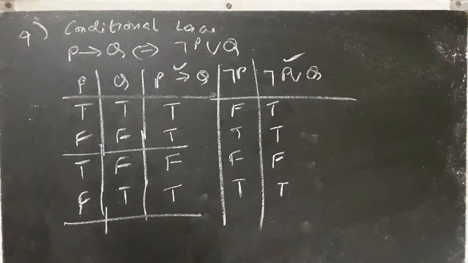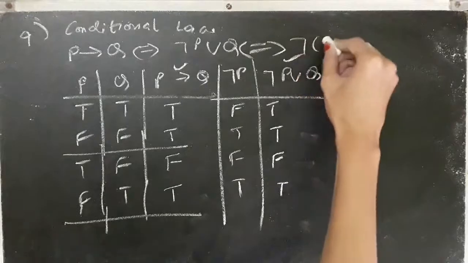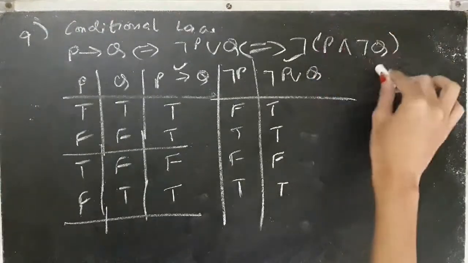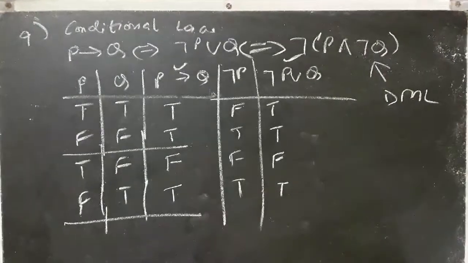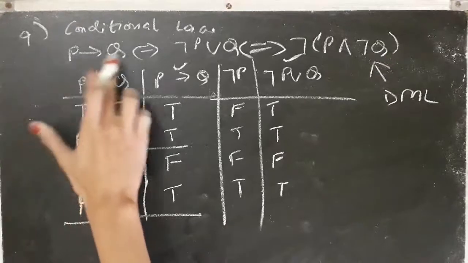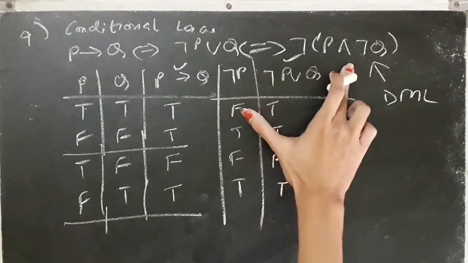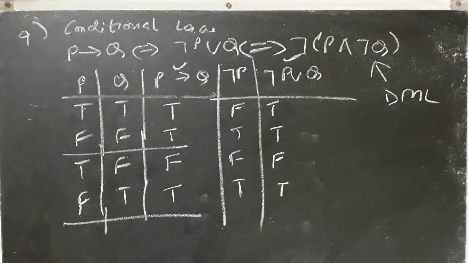Now, the conditional law can also be stated as negation of P and negation of Q. This is simply by applying De Morgan's law, which is the very first law that we had learned. So P implies Q can be written as this, as well as this, if we simply apply De Morgan's law to this statement. So we are done with the conditional law.